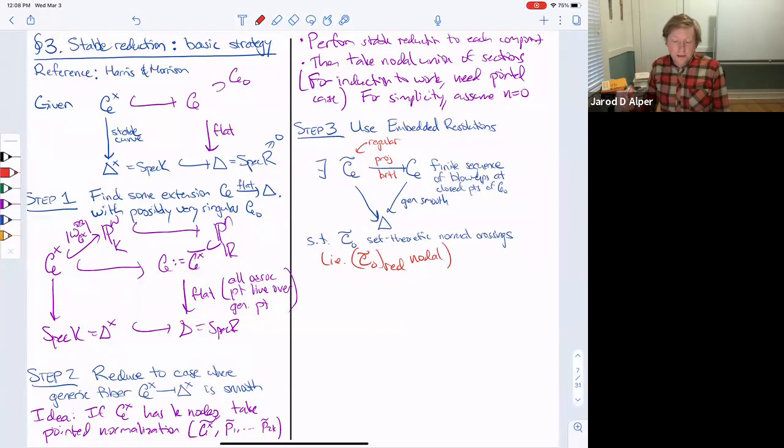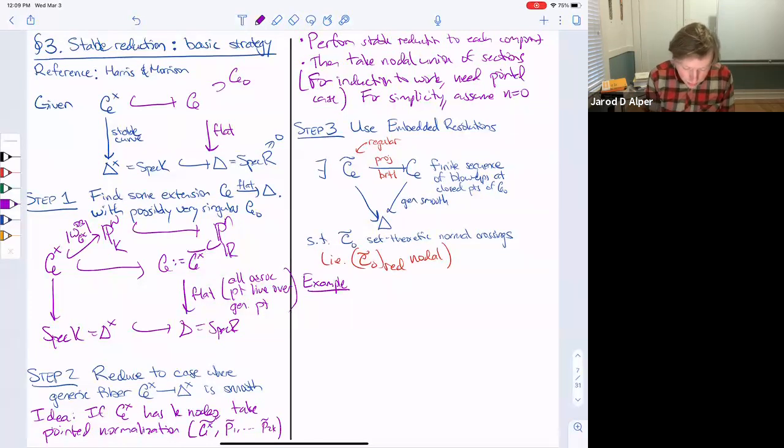So this is a powerful result of embedded resolutions that we're applying here. And it almost gives us exactly what we want, except that the central fiber may not be reduced. And just to convince you that this is really an issue that you have to address, when you perform stable reduction, you always sort of end up with non-reduced fibers. Let me give you an example.